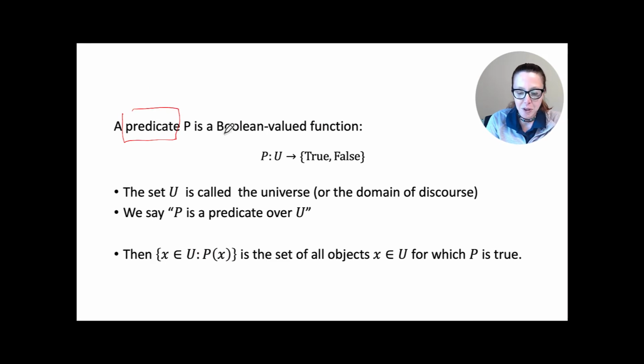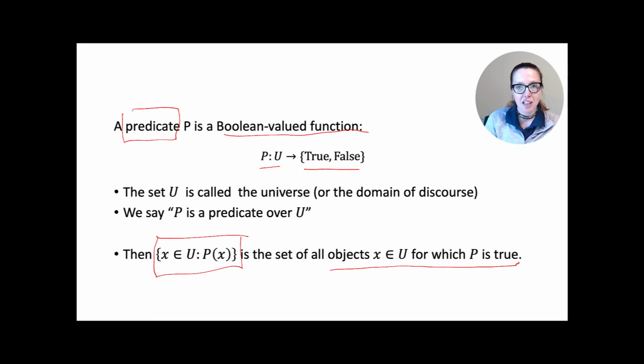A predicate is a Boolean valued function. What that means is we start from some universe of interest, our domain of discourse, and that universe is then mapped to the Boolean values true or false. We say that this function p, the predicate p, is a predicate over u. And so then if we put together a set of all the objects within the universe that meet this criteria, so all objects for which p is true, it is defined by the set of x in u such that p of x holds. And p of x is either true or false, and so that is a proper definition of a set, and it's a set of all the objects for which p is true.